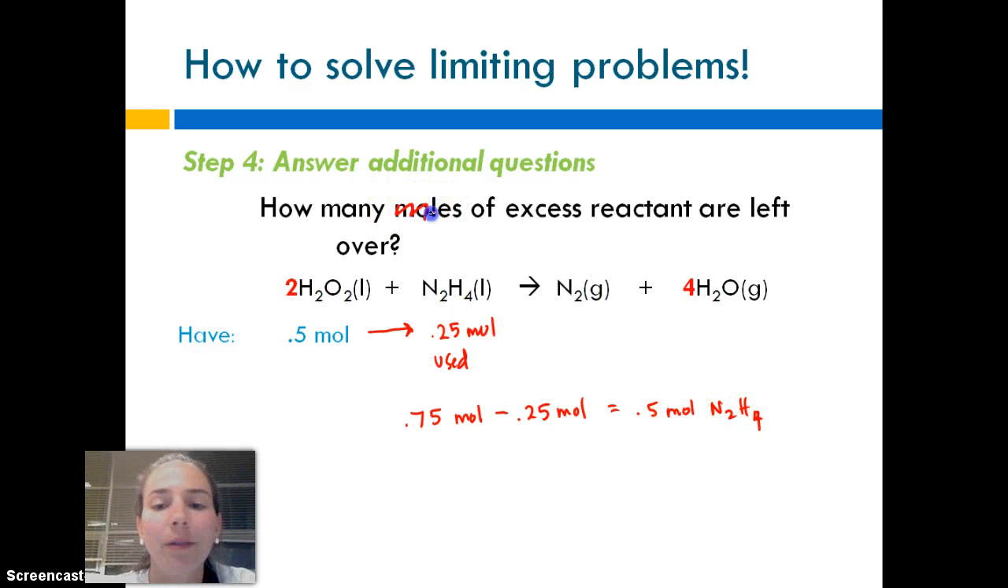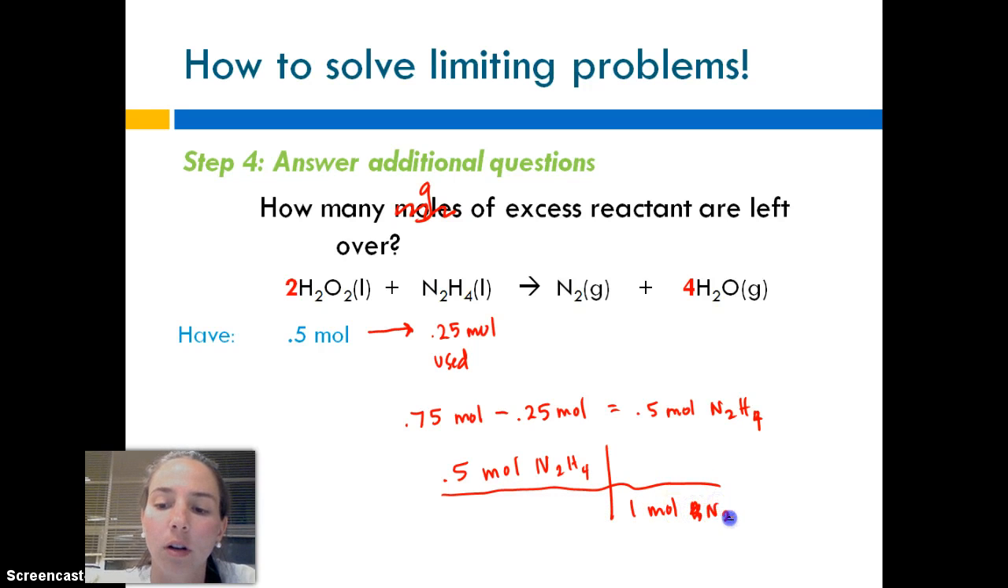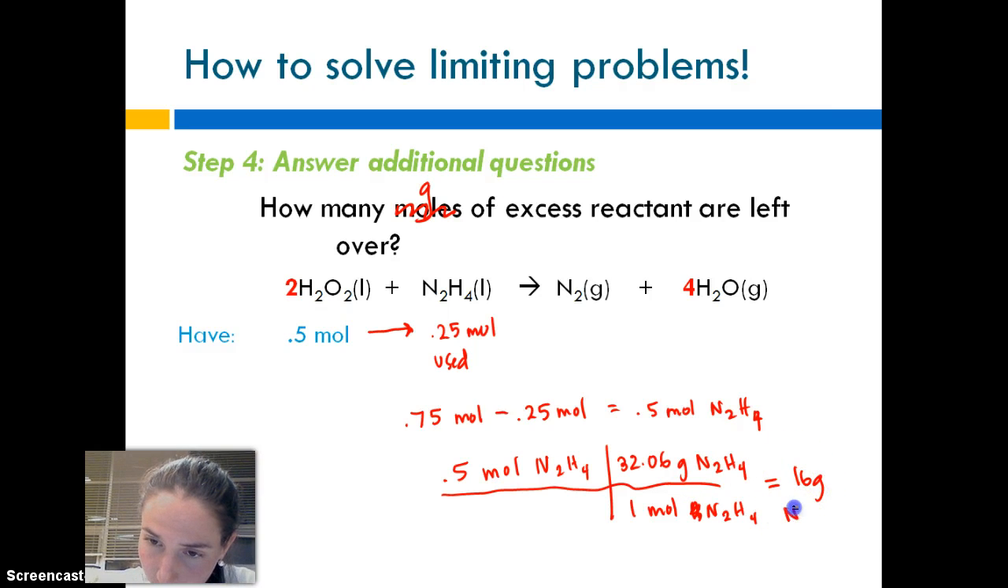All right, but remember, I want to actually figure out grams, not moles. So we're just going to quickly convert 0.5 moles of my hydrazine into grams. So 1 mole of hydrazine is going to weigh 32.06. Again, that's from the periodic table. And that's going to give you 16 grams of hydrazine left over.